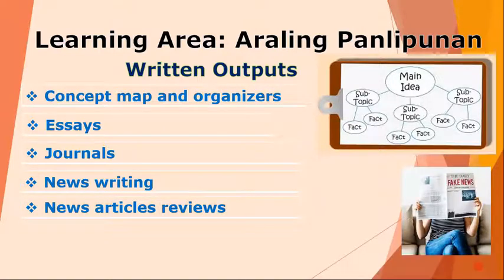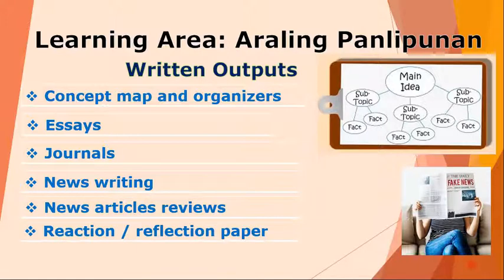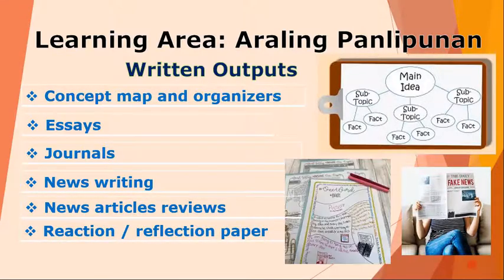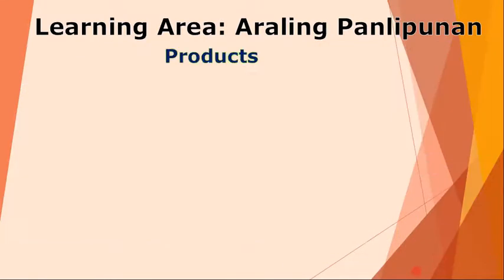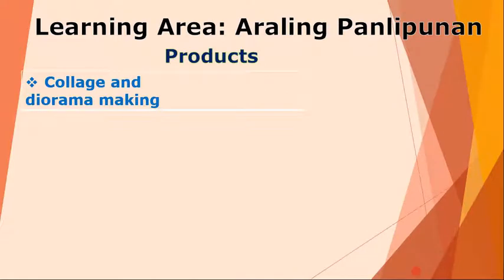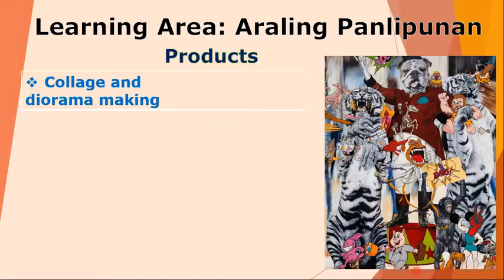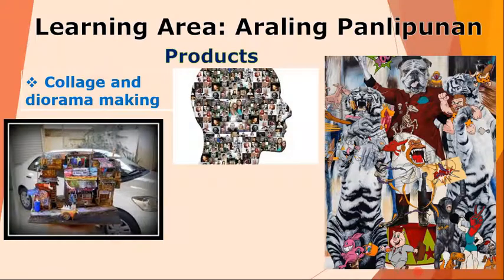Careful of this, news article reviews, because there's a lot of fake news roaming around, so we need to be factual, or learners has to be factual in doing their news articles or reviews. Reaction or reflection paper. An example. For the product, we have collage and diorama making. Examples of collage, diorama example.